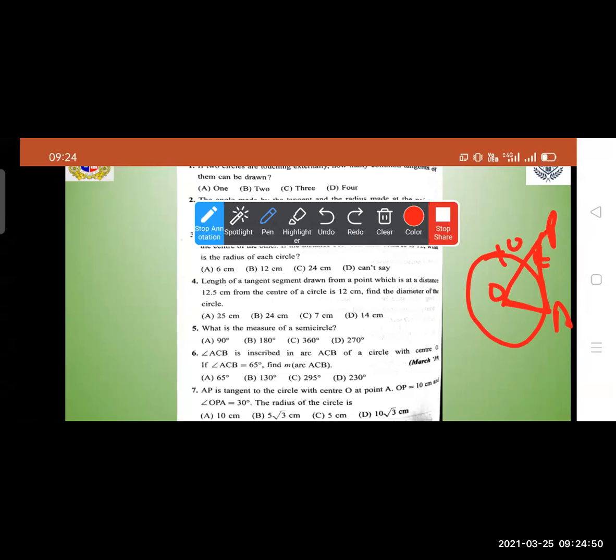Then apply Pythagoras theorem here. Then we get the radius of the circle. Okay.